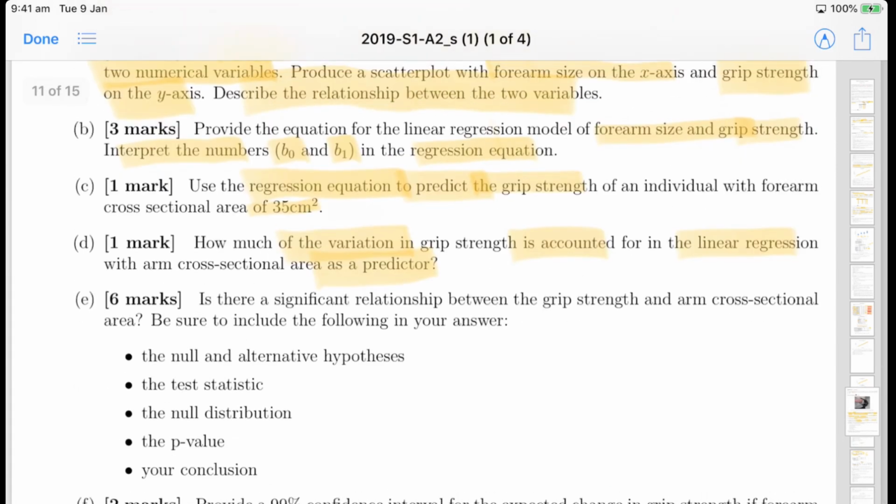What about the part E? The part E is asking us, is there a significant relationship between the grip strength and arm cross-sectional area? Be sure to include these values: null and alternative, test statistic, null distribution, p-value, your conclusion. This is a pretty standard question. So I highly recommend you to master this sort of question, how to write the null and alternative hypothesis, how to extract the results and report test statistic, null distribution, p-value, and then draw an appropriate conclusion.